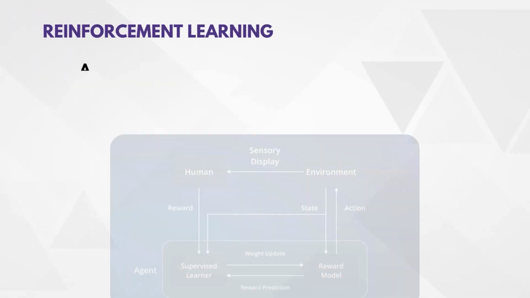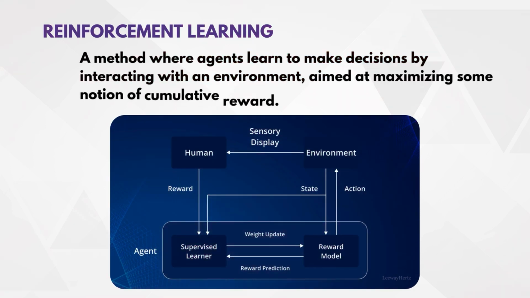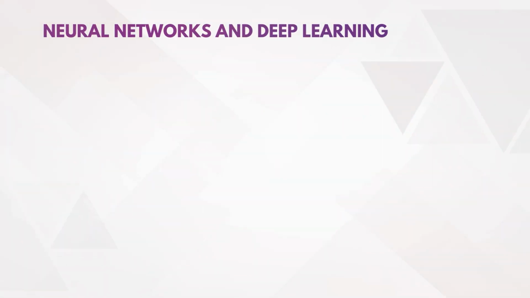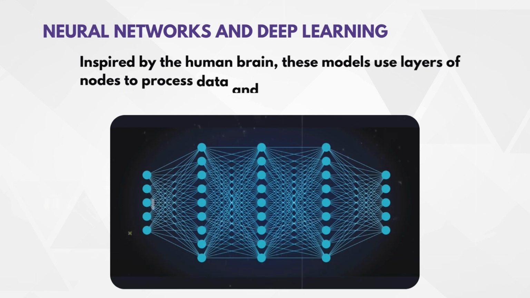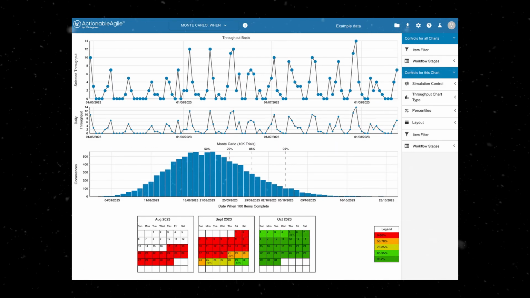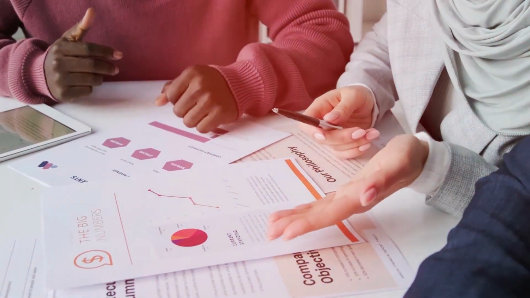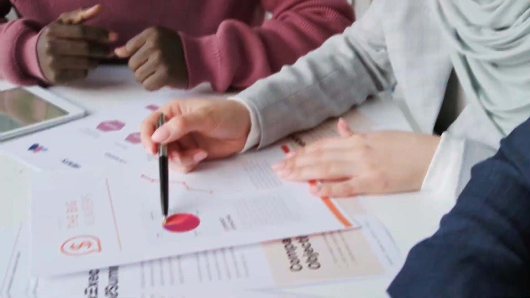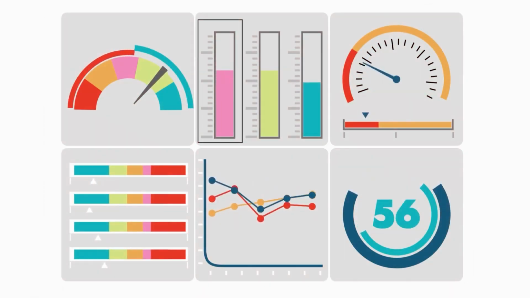Reinforcement learning, a method where agents learn to make decisions by interacting with an environment, aiming at maximizing some notion of cumulative reward. Neural networks and deep learning. Inspired by the human brain, these models use layers of nodes to process data and make complex decisions. Monte Carlo simulations, rule-based models, and statistical approaches like A/B testing are also highlighted as essential tools within data science, showcasing the field's diverse methodologies beyond the traditional machine learning paradigms.